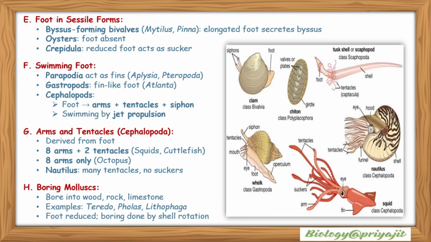Foot in sessile forms, byssus forming bivalves such as Mytilus and Pinna. They have an elongated foot which secretes byssus. Oysters, their foot is absent. Crepidula, they have a reduced foot which acts as a sucker.